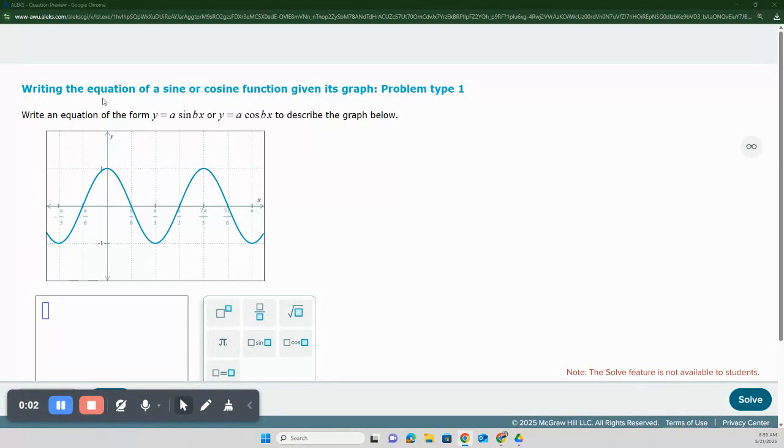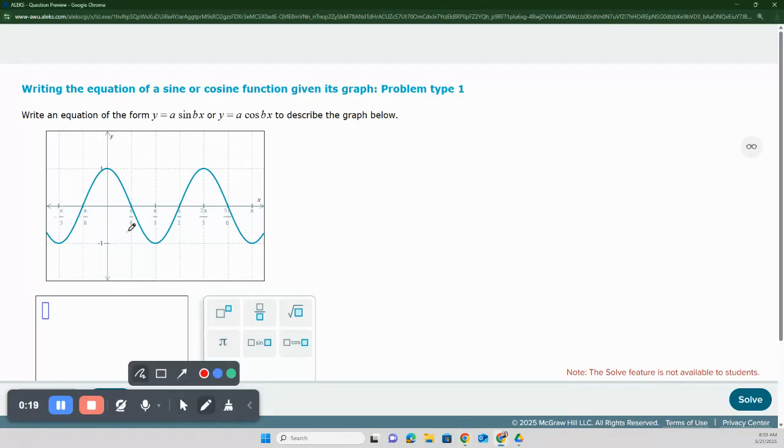In this video, I'm going to be talking about writing the equation of a sine or cosine function given its graph. So here we have a graph, and we actually have three things we have to decide about this graph. The first thing we have to decide is what is the amplitude.